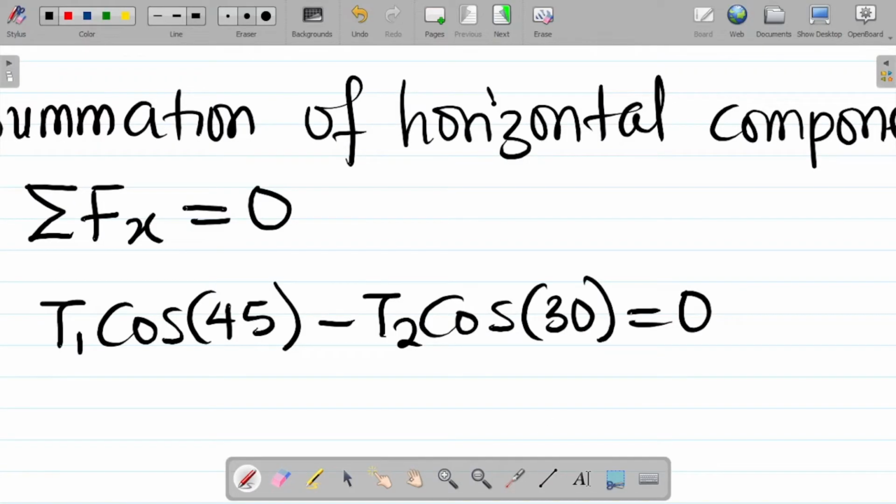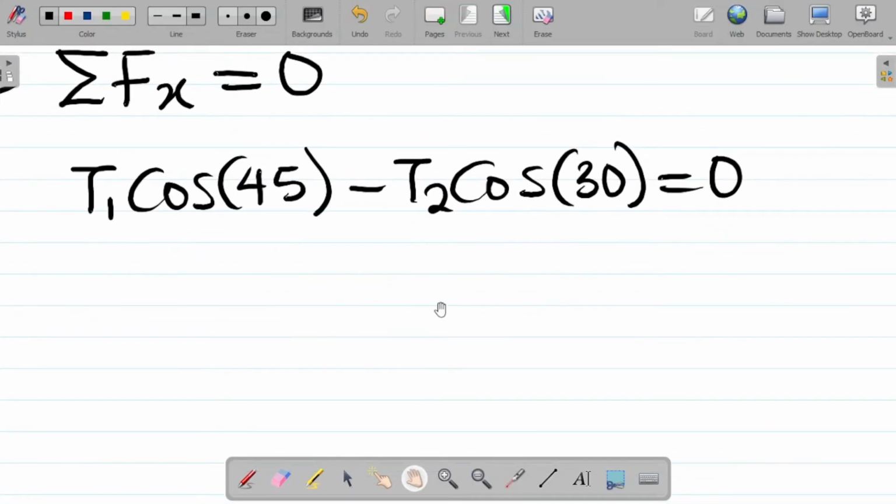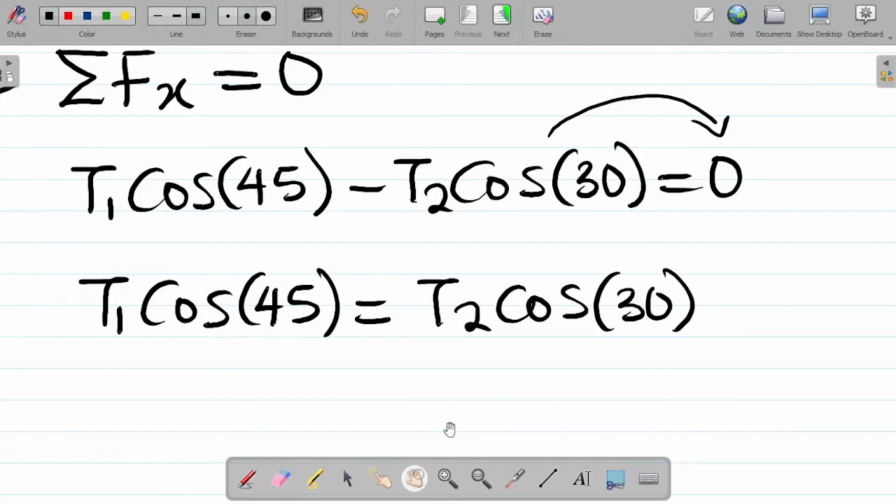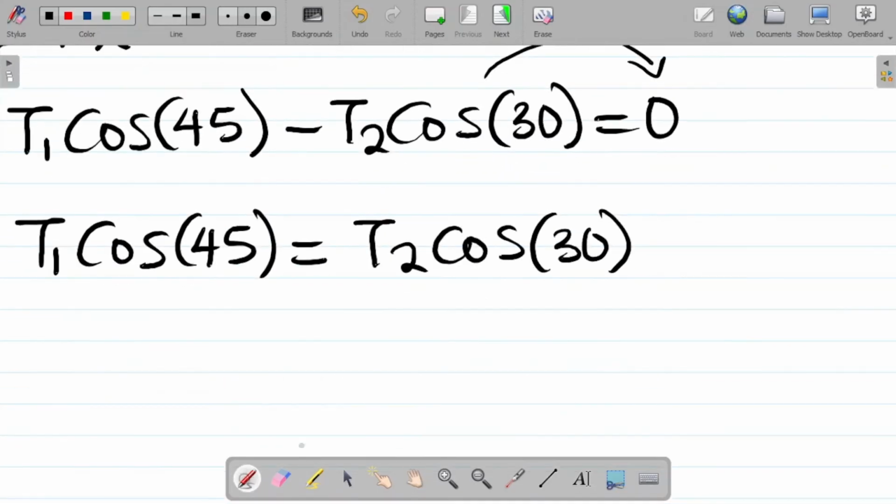So we have this equation here. I'll simply move T2 to the other side of the equation. We'll have T1 cosine 45 is equal to T2 cosine 30, since the minus crosses over the equality sign. We can call this our second equation, equation 2.